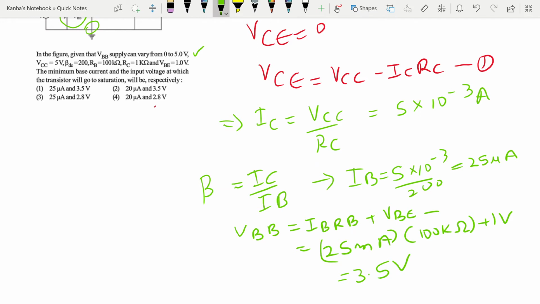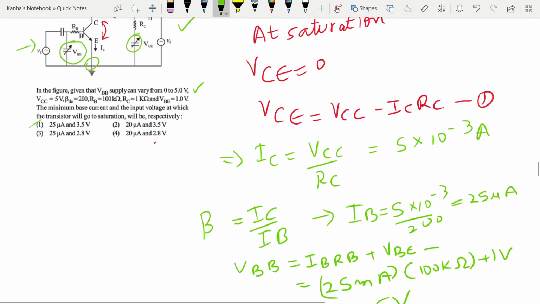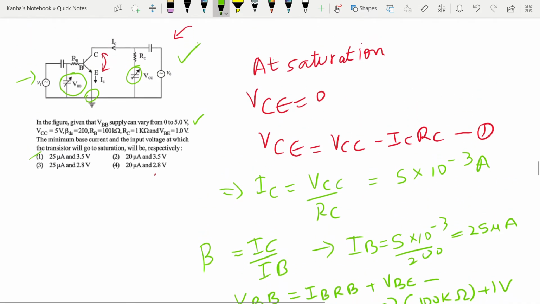Okay. So VBB is 3.5 volts and this is 25 microampere. So A is the correct answer. This should make many things very clear to you.